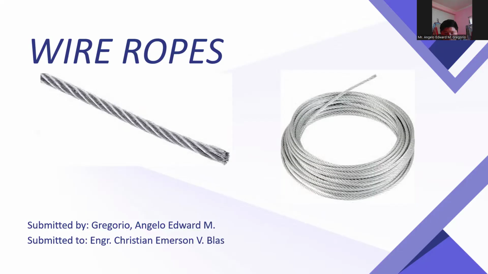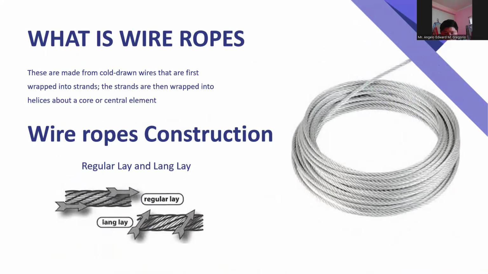Good day, class. Today, we're going to discuss wire ropes. So, what are wire ropes? Wire ropes are made from cold drawn wires that are first wrapped into strands. Strands are then wrapped into helices about a core or central element. There are two types of wire rope construction, the regular lay and the long lay.